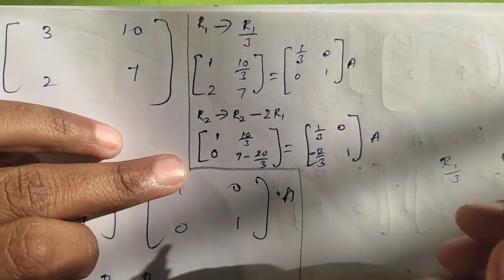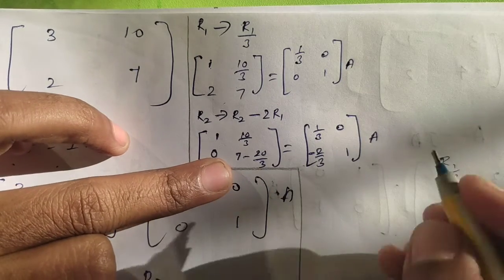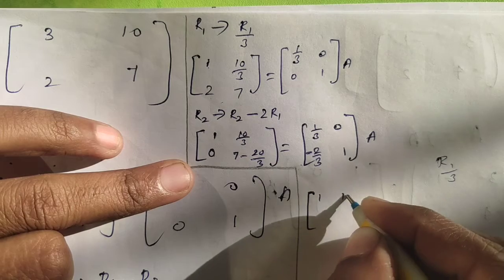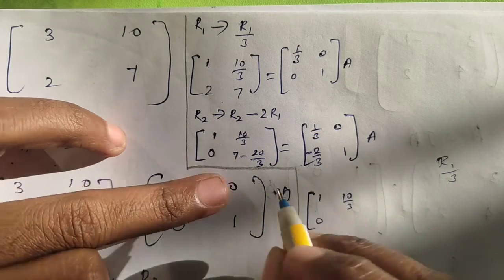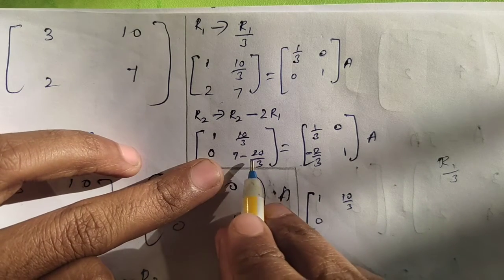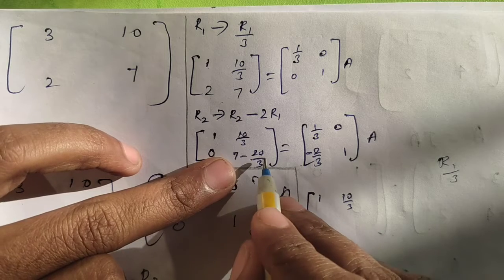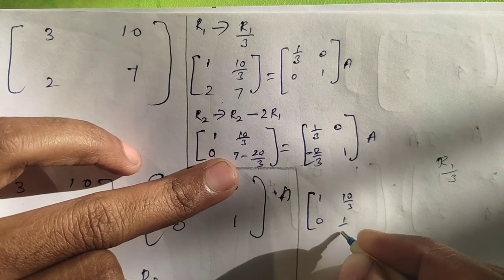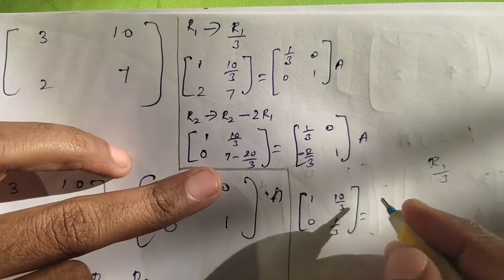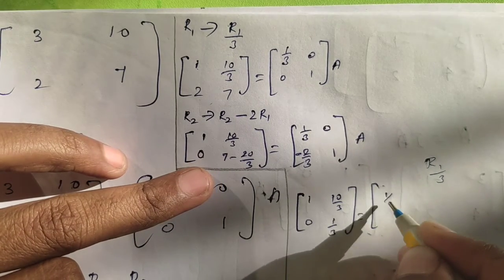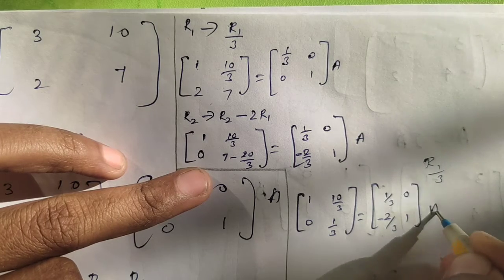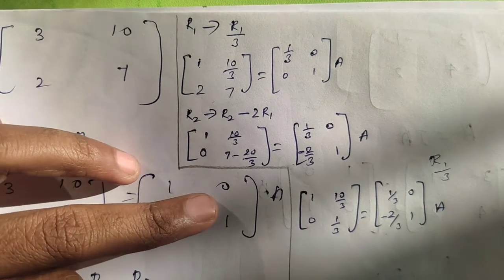So next step, simplify this. On simplifying, we'll get 1, 10 by 3, 0, 7 into 3, 21, 21 minus 20, 1 by 3. That is equal to 1 by 3, 0 minus 2 by 3, 1 into A. So what is our next step?